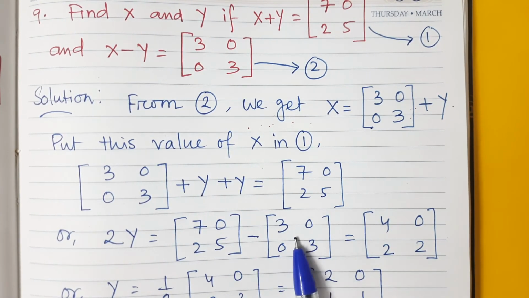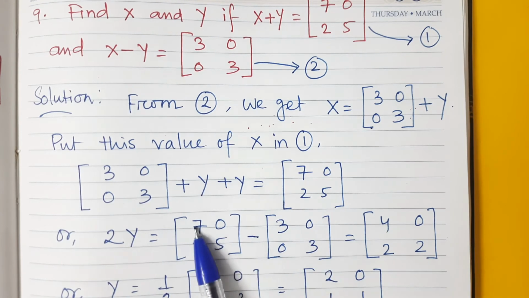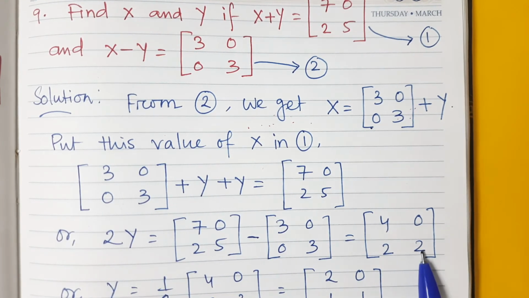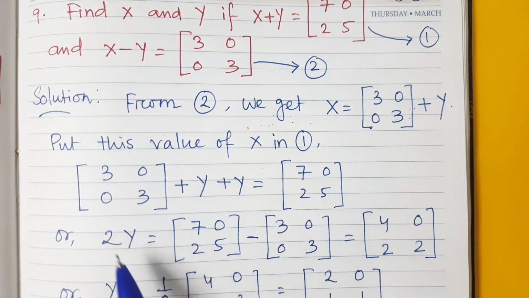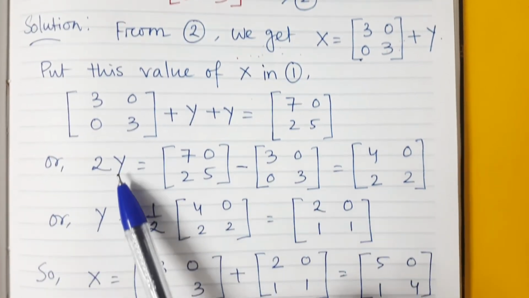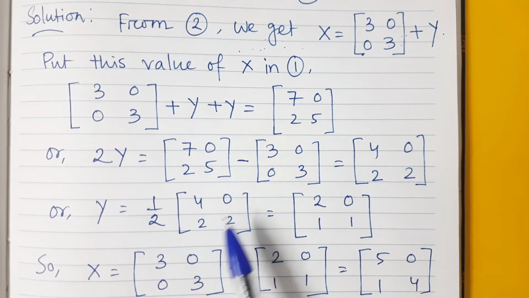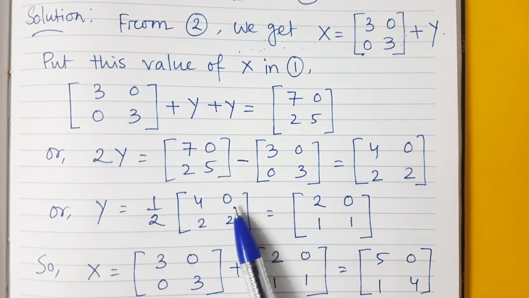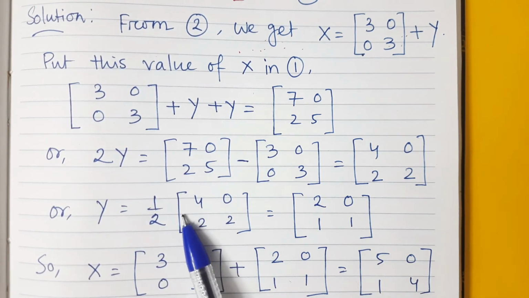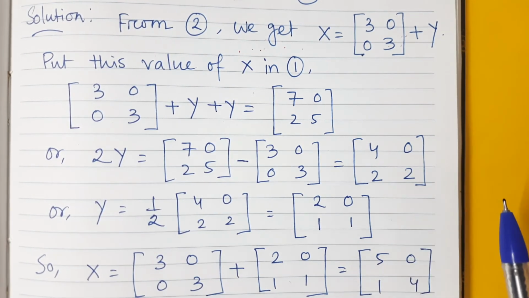So 2y is nothing but this minus this. You just do the subtraction. 7 minus 3, which is 4, 0 minus 0, which is 0, 2 minus 0, which is 2, 5 minus 3, which is 2. This matrix is 2y. We need y. So what is y? y is half into this matrix. I am just dividing by this 2 on this side of the equation. So we have y.